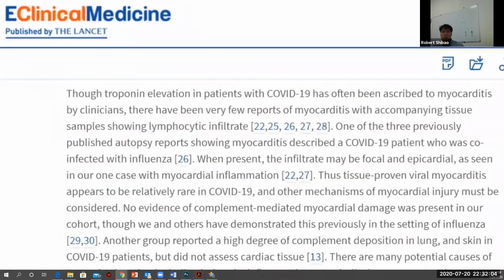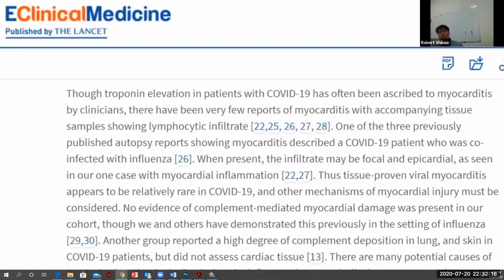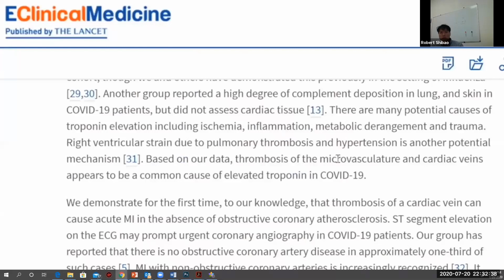They go on to talk about troponins and elevated troponins in patients with COVID-19, and why might that be? One of the theories is that there might be viral myocarditis, but they said that this is actually a pretty rare occurrence. And in fact, a previous COVID-19 patient that did have viral myocarditis was actually infected with influenza at the time, so it's hard to say. They conclude that tissue-proven viral myocarditis appears to be a relatively rare occurrence in COVID-19. They feel that based on their data, thrombosis of the microvasculature and the cardiac veins appears to be a common cause of elevated troponin in COVID-19.